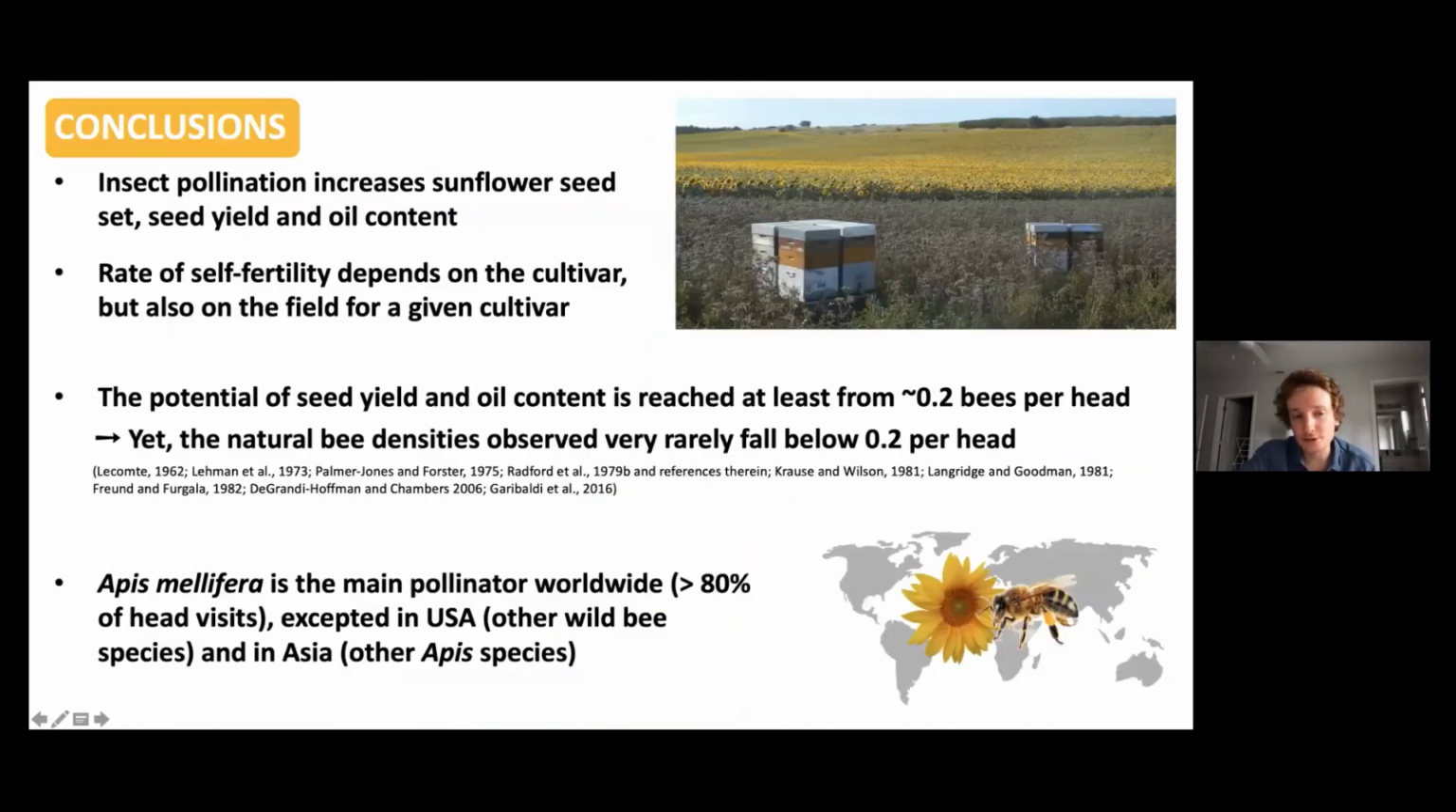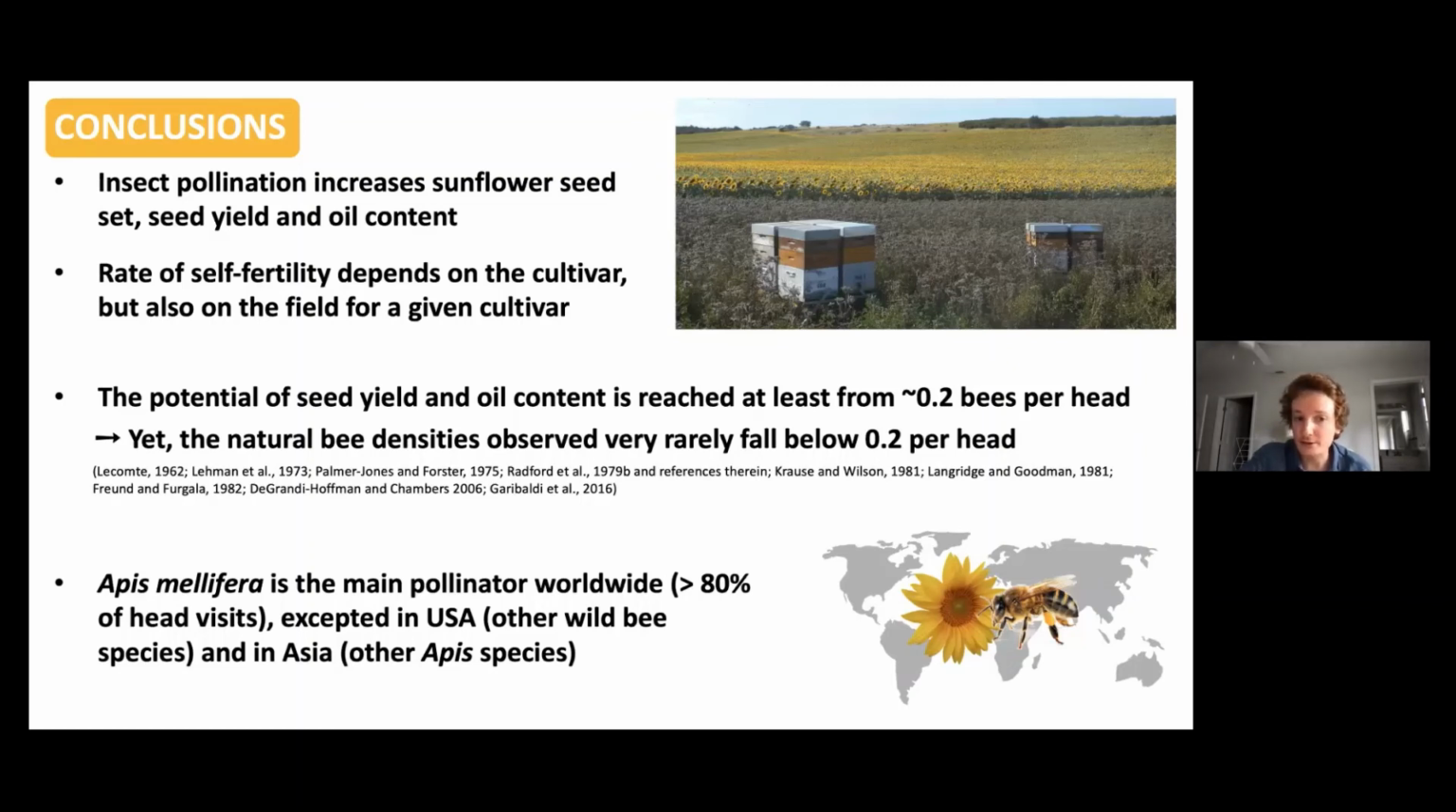So as a conclusion, we just saw that insect pollination increased the sunflower seed sets, the seed yield and oil content. And we also saw that the rate of self-fertility depends on the cultivar, but also on the field for a given cultivar. We also saw that the potential of seed yield and oil content is reached at least from a pollinator density of 0.2 bees per head.